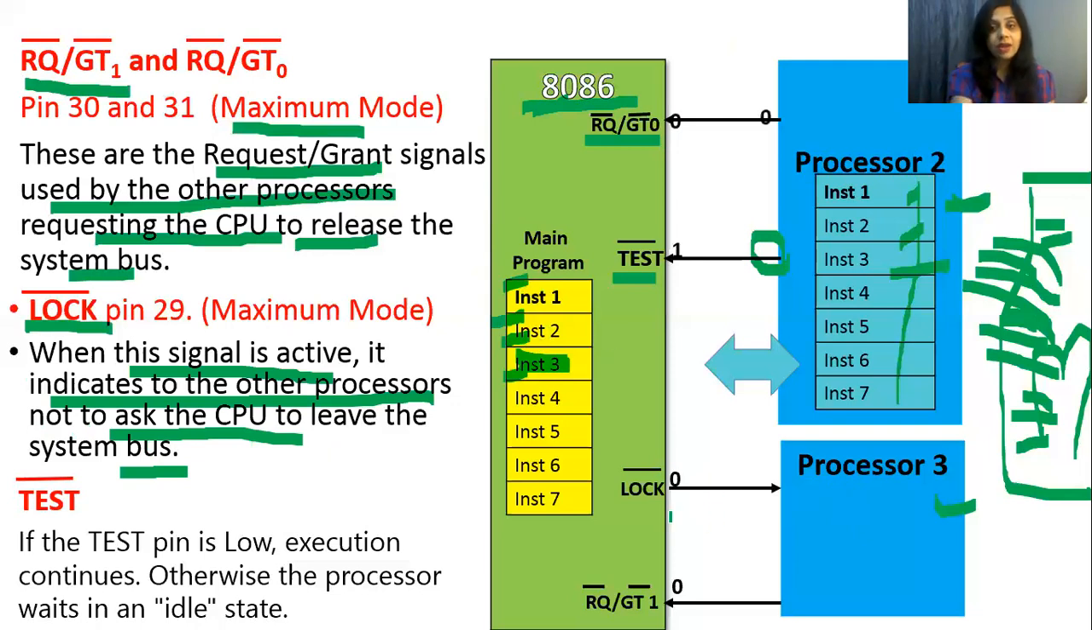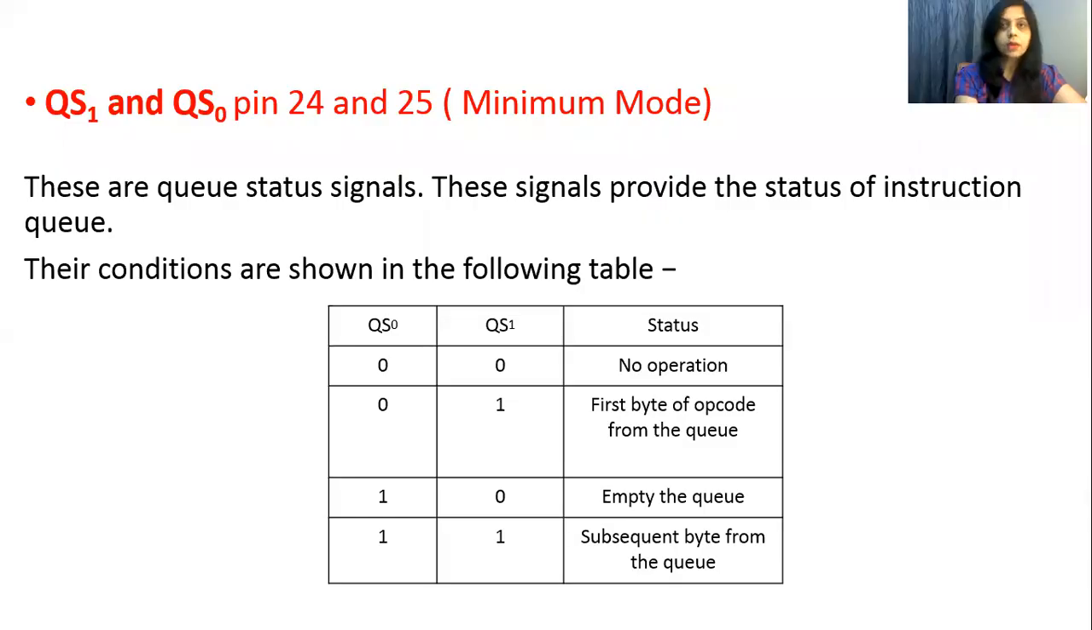That's why it will transfer logic 0 on this pin to the third processor, so that processor 3 should not send a request grant. There are two request grant pins in the 8086, and hence we can connect two processors through them. So LOCK is for when this signal is active, it indicates to the other processor not to ask the CPU to leave the system bus.